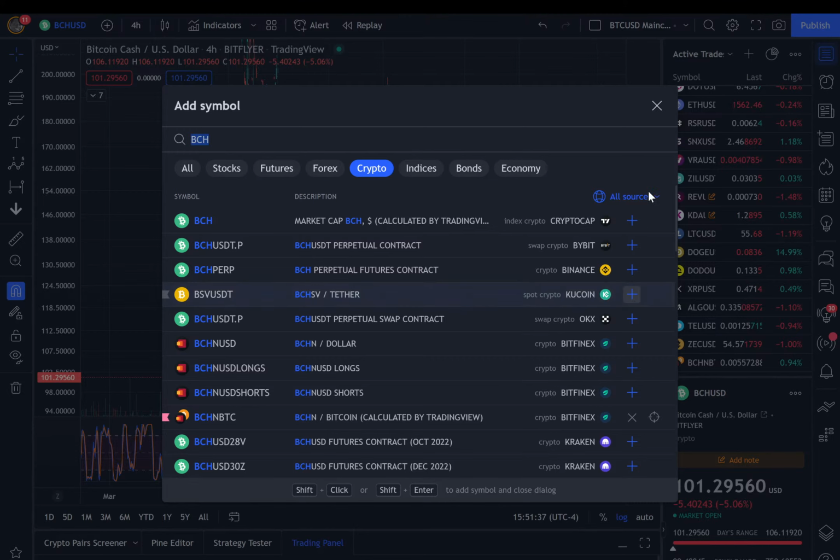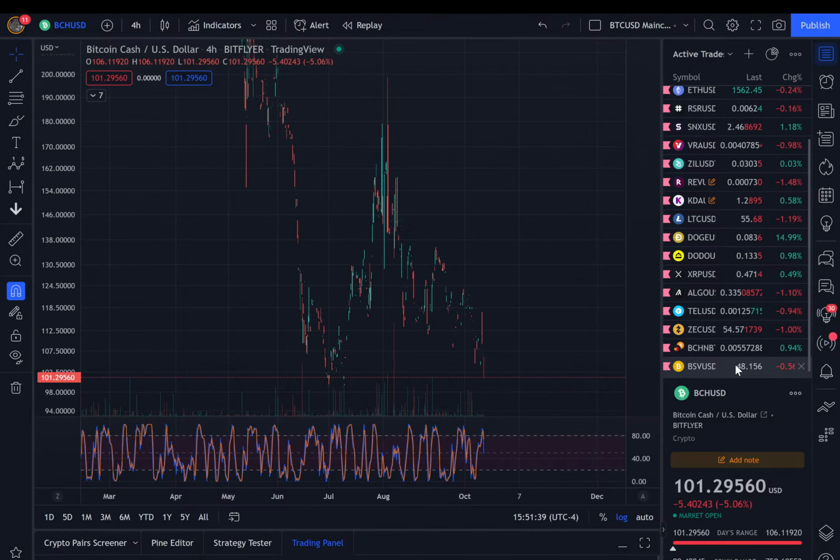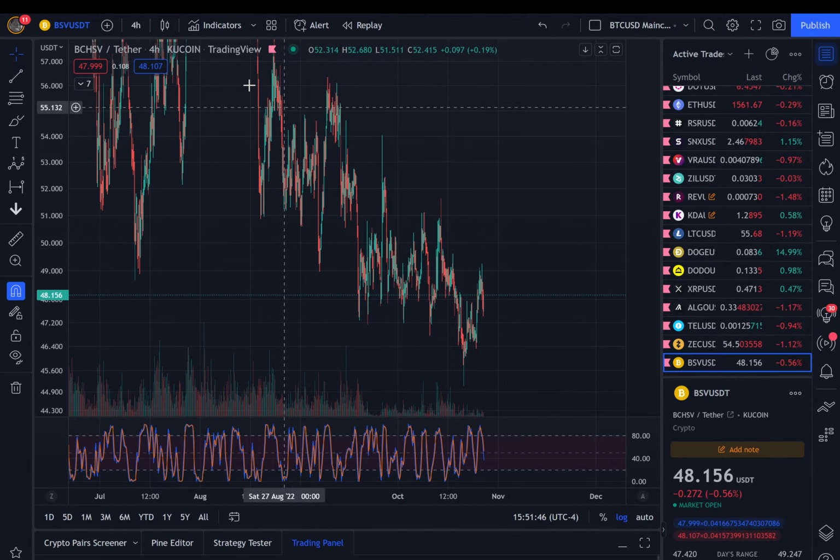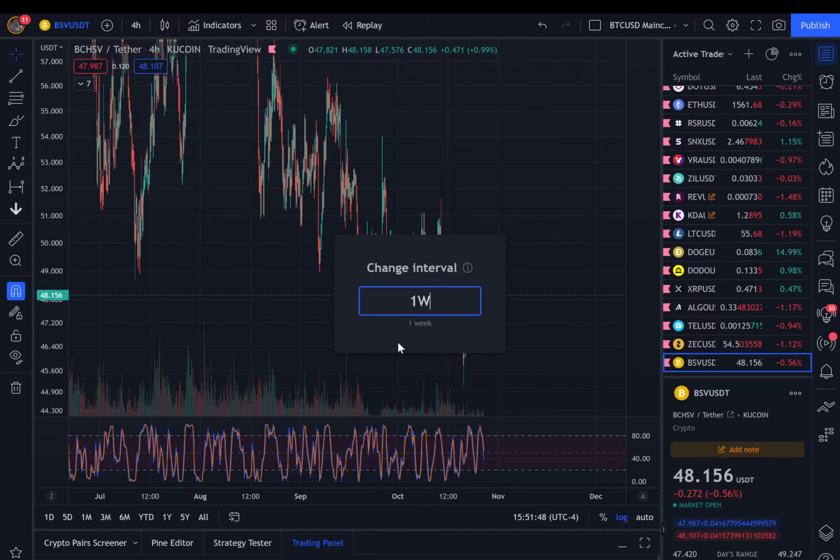KuCoin. Okay, I like KuCoin. Alright, let's look at this. Let's get rid of this. Let's look at this on a high time frame.